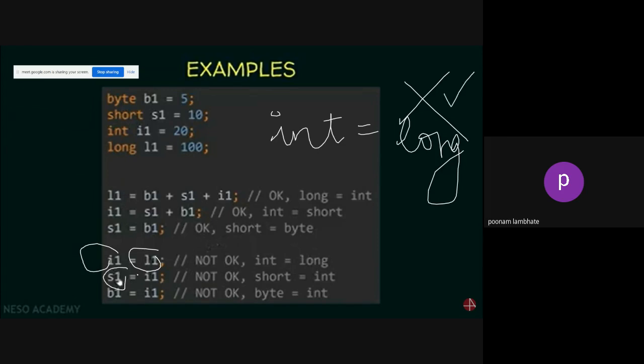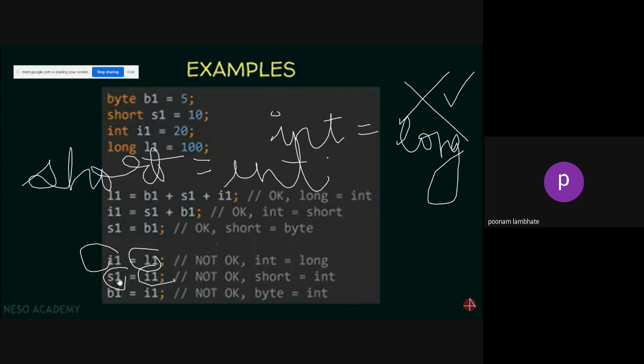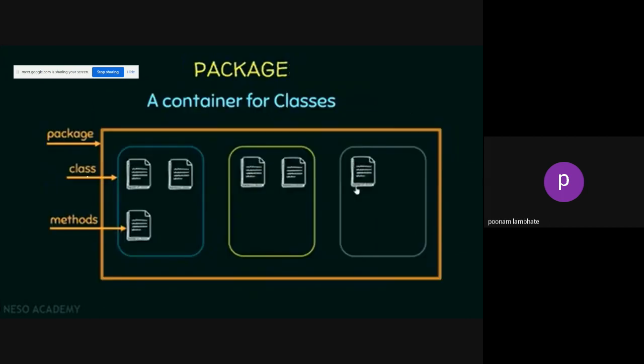Similarly, S1 equal to I1. That means it is trying to do short is equal to int. This is also not valid because int is greater than short. Similarly, byte is equal to int. This is also not possible because int is greater than byte. So I hope these examples have cleared it for you.